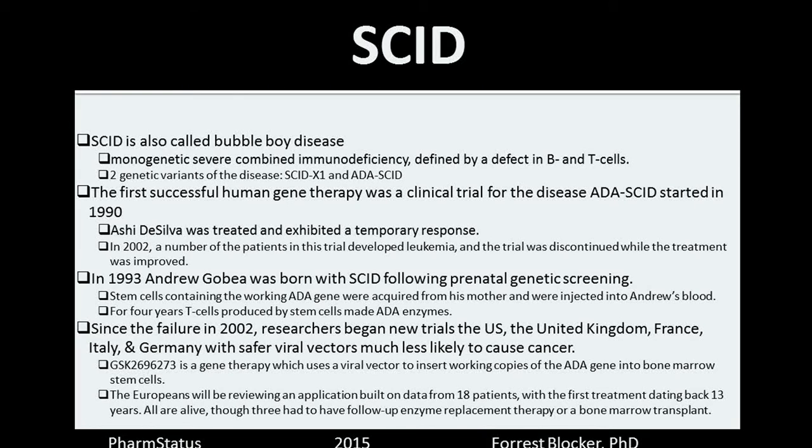There are two genetic variants of the disease. One is carried on the X chromosome. The other is carried on an autosomal gene. The first successful gene therapy was actually a clinical trial for the disease ADA-SCID, started in 1990. There was a child named Ashley DeSilva who was treated and exhibited a temporary response to his disease.